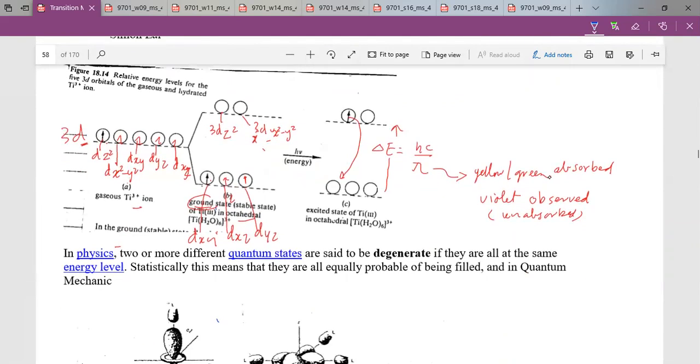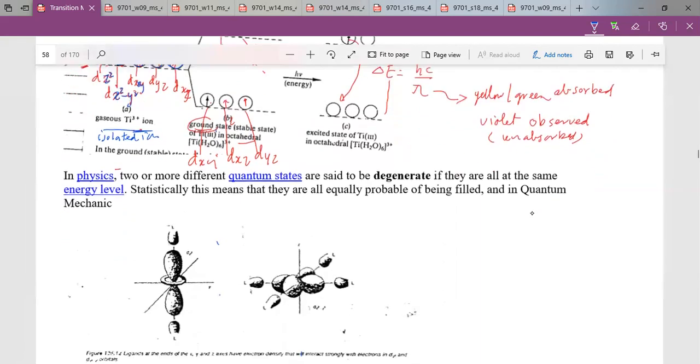Now this is the gaseous titanium 3+ ion, not aqueous. That means it's an isolated ion. And now there are 5 d orbitals: 1, 2, 3, 4, 5. You must know how to draw all this. There's dz2, dx2-y2, dxy, dyz, and dxz.